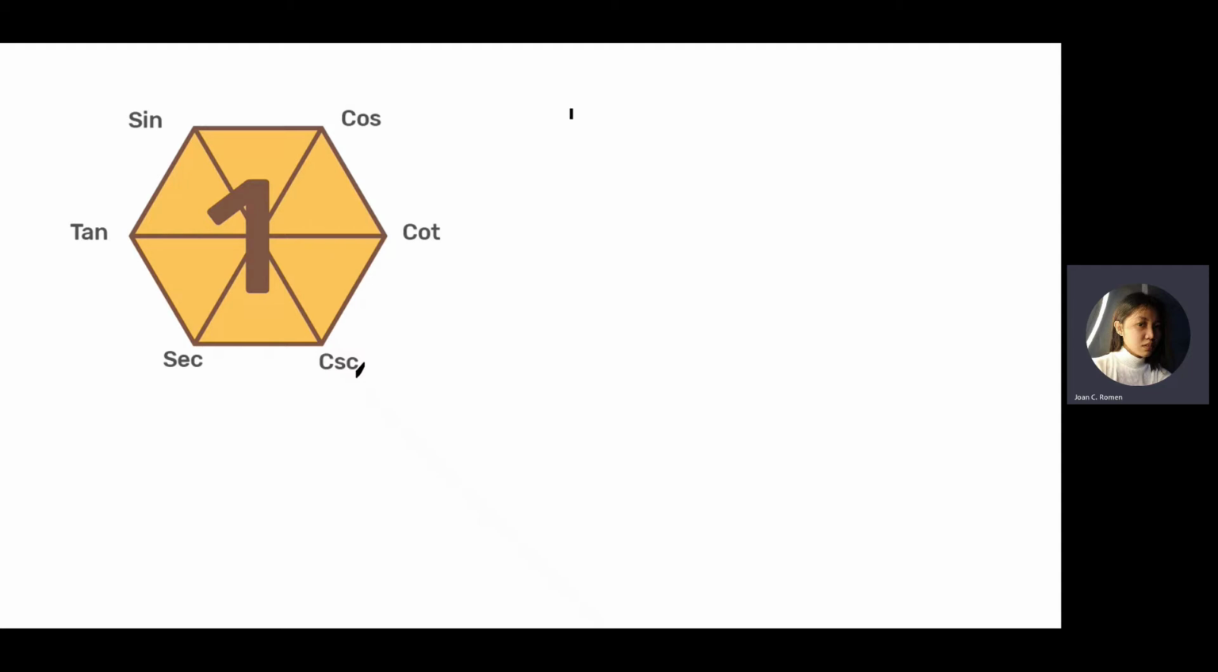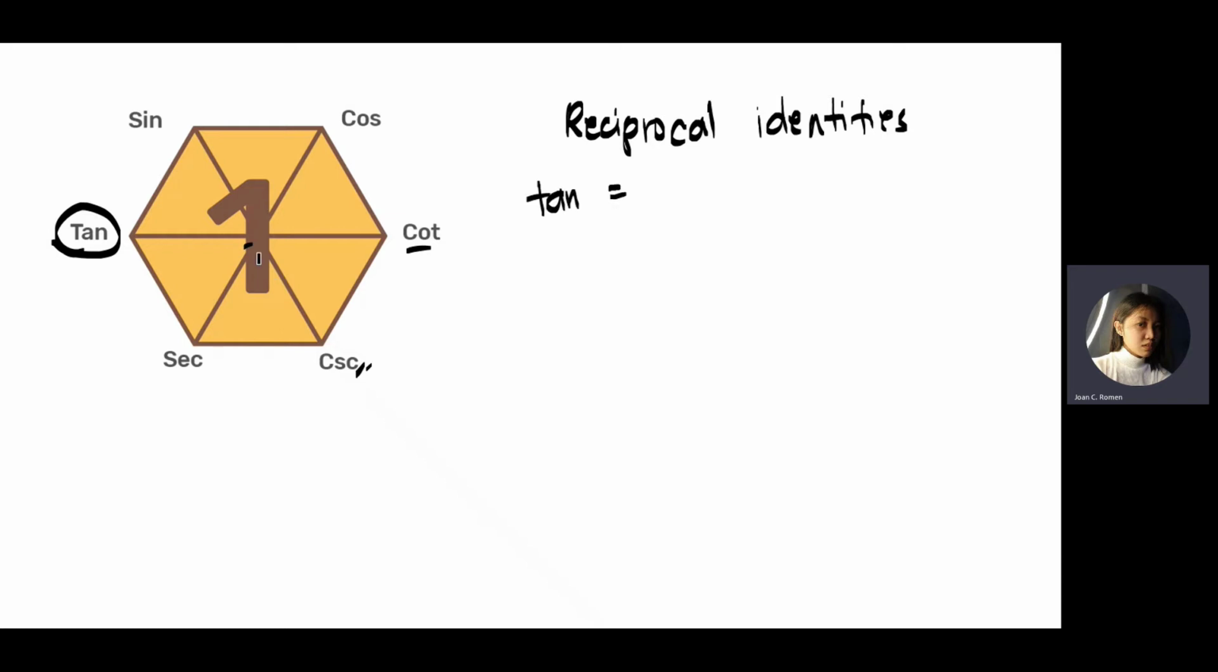So, let's start with the reciprocal identities. You no longer need to memorize what the reciprocal identities or the formulas for this identity are. Okay? So, in reciprocal identities, using this hexagon, that is diagonals, or opposites, whichever clue you prefer, diagonals or opposites. Okay, so for example, tangent, what is opposite it? Cotangent. What is in the center? 1.